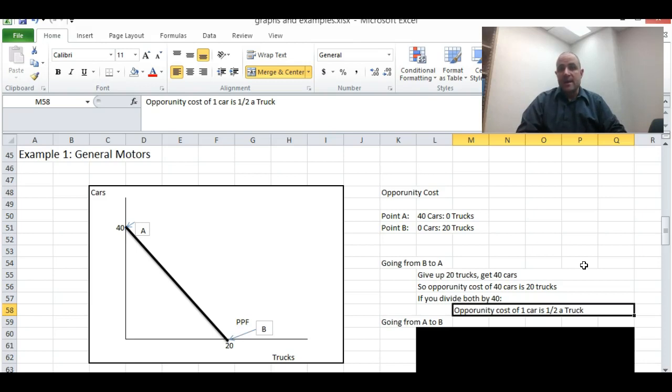Now, recalling the marginal cost term, which was discussed in an earlier presentation, marginal cost is the additional cost of an additional unit. And so really marginal cost is the opportunity cost of one unit. And so this gives you your marginal cost. So the opportunity cost of one car is half a truck.